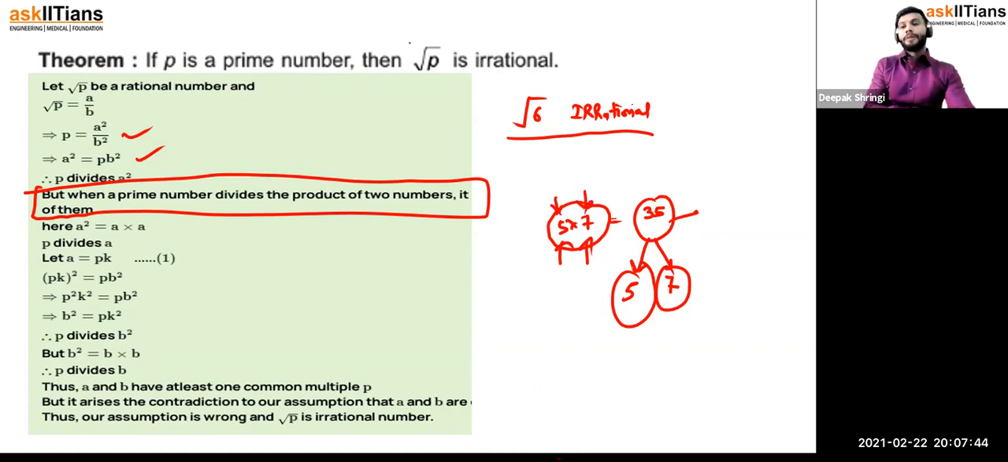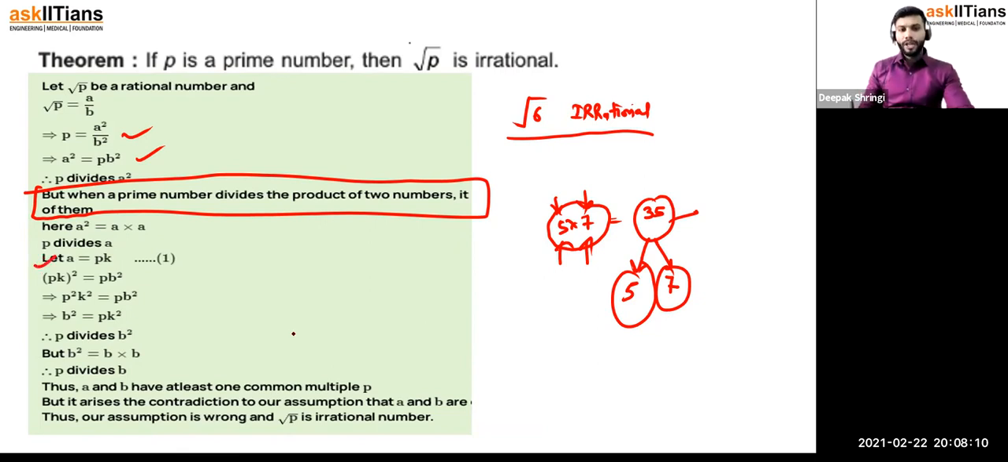Okay, so basically what happens is, understand it directly like this, that if there's a prime number p which is dividing a square, it will also divide a. Simple. Okay, so hence p will divide a. Now think about one thing: if p is dividing a, that means if I multiply p by an integer, what I'll get would be a, right? That means a is p times some integer. So what we wrote is that a is p times k over here, right?